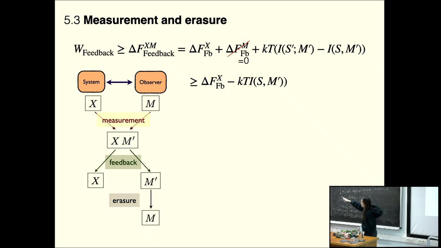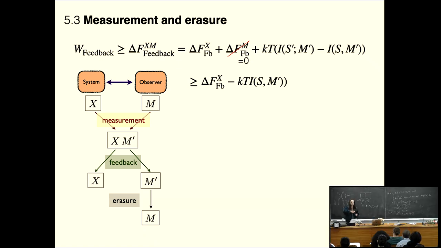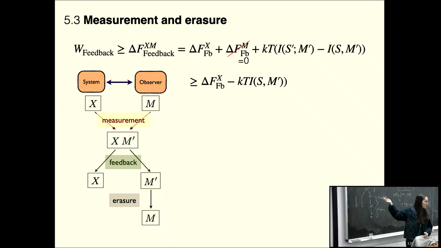This is what is written there, you see. Basically, you can think that applying the second law to a system on which you have information tells you that the work you have to put on your system is going to be at least as big as the change of free energy of your system minus this quantity with the mutual information. So it is another way to find this modified second law in the case of information. Does it answer your question?